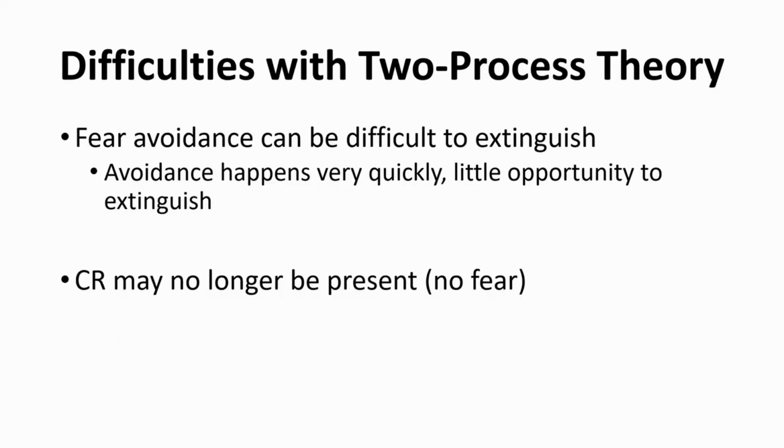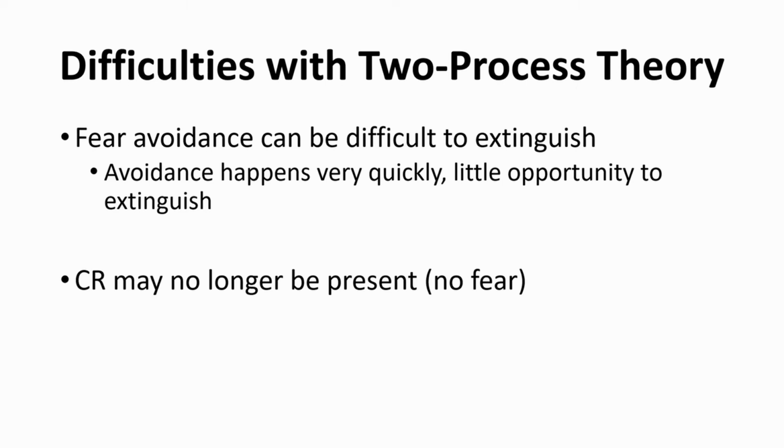Now, before we move on from our two-process theory and then our free operant idea, we want to focus on some difficulties that we should maybe keep in mind, just some things that might cause problems when we're actually looking at avoidance behaviors in the real world.